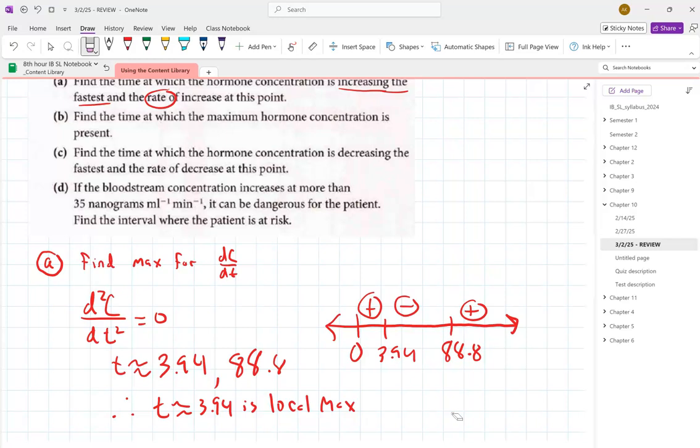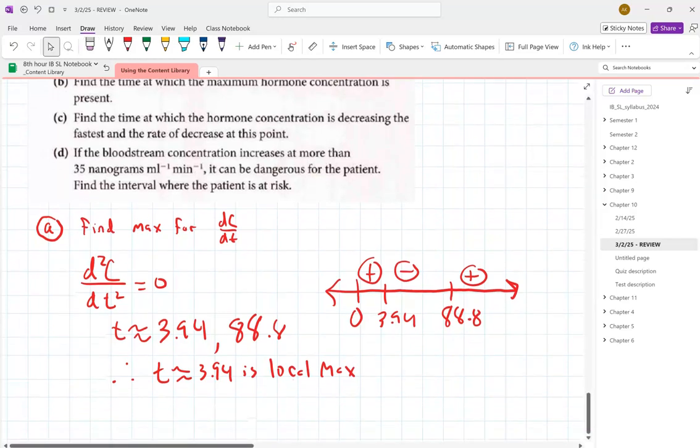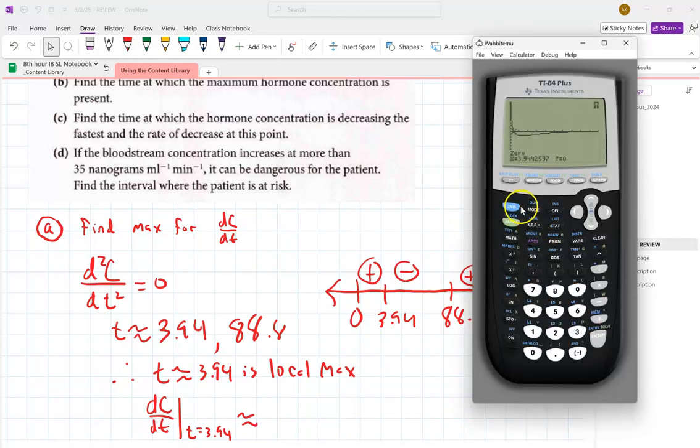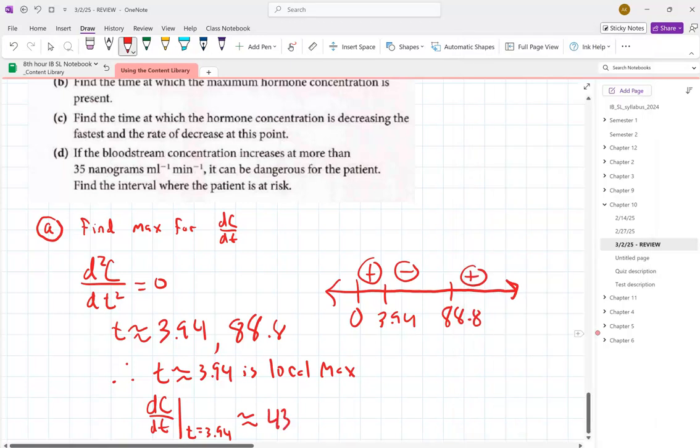And it wants the rate of increase. So I need to take dC/dt and plug in 3.94 to that. So I'll do y1 of 3.94. I did y1 because that's where I put my dC/dt in. So that's 43.2 nanograms per milliliter per minute.